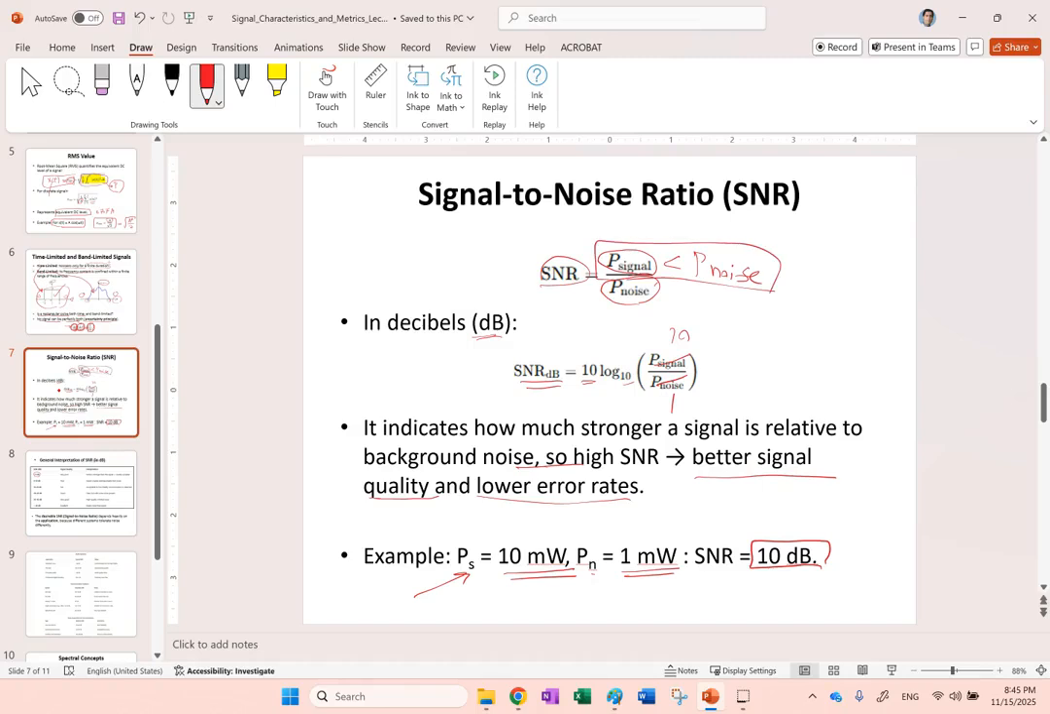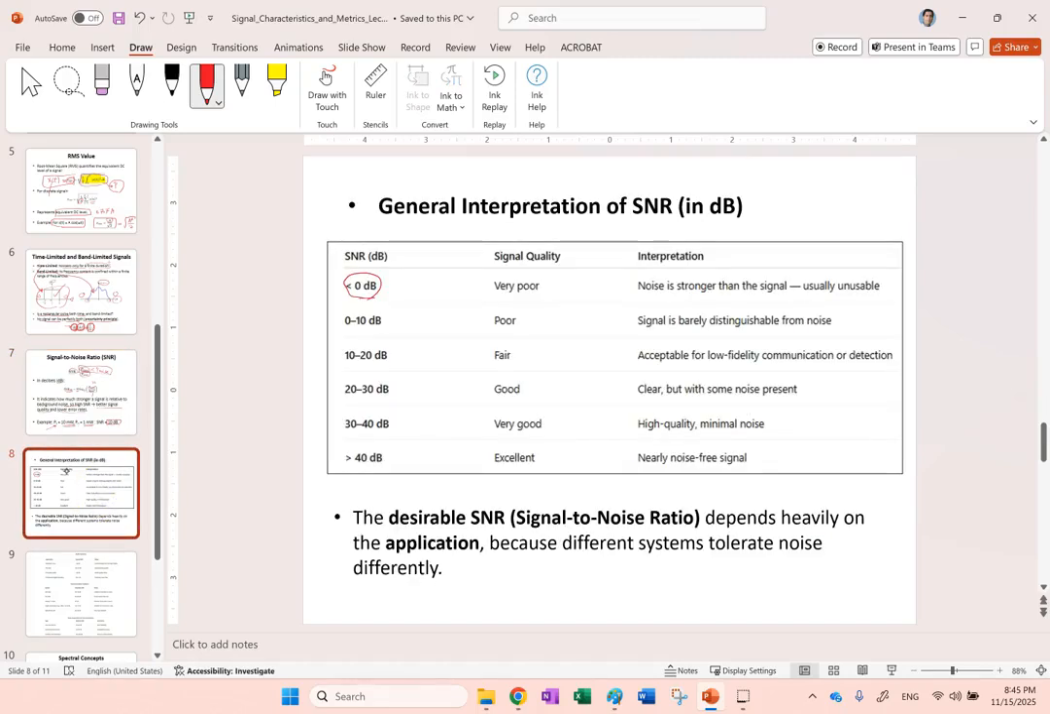And when would you have signal less than the noise? When basically what you get is mostly noise. Not much of a signal in it, a lot of noise in it. That means your signal is extremely poor and you cannot really use such a signal.